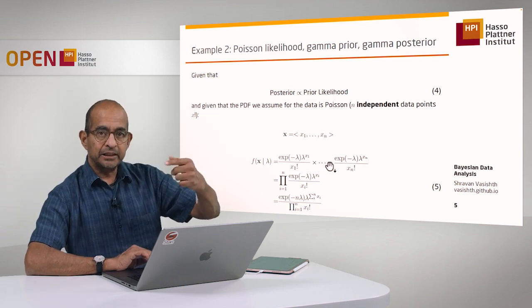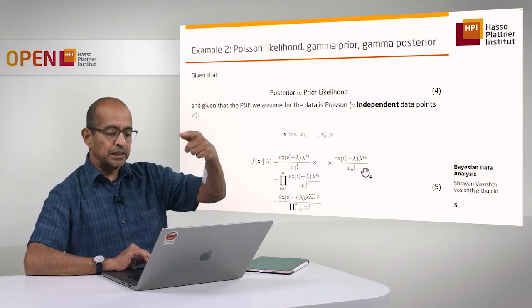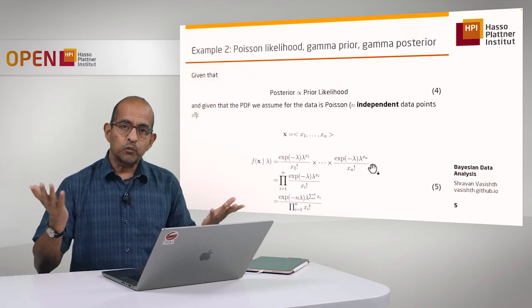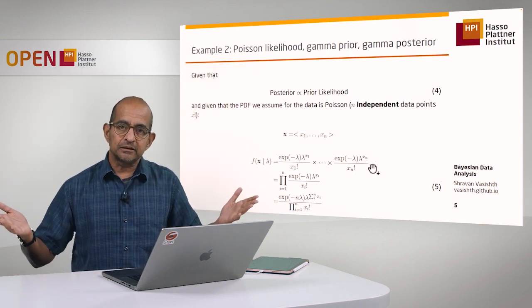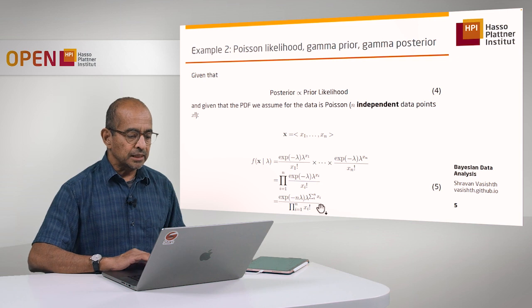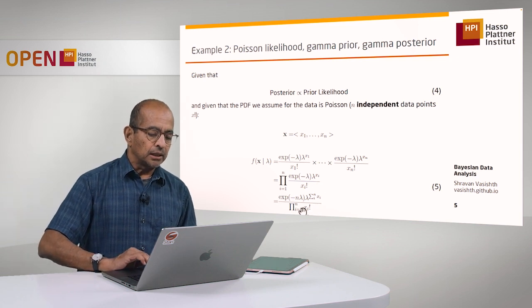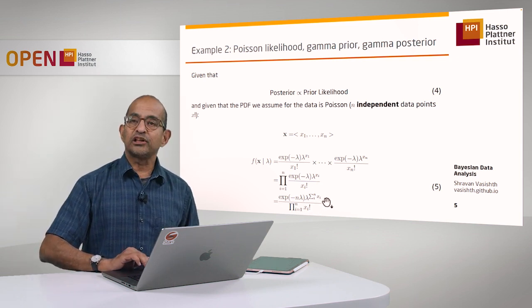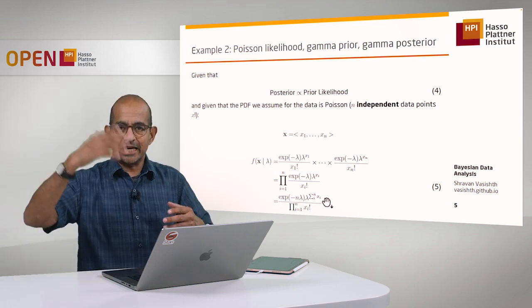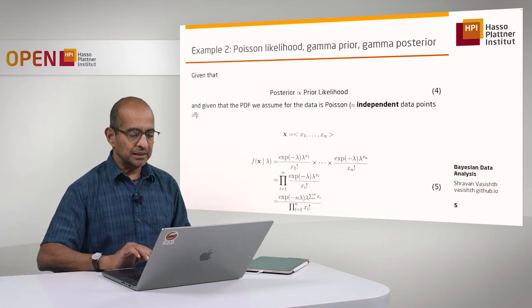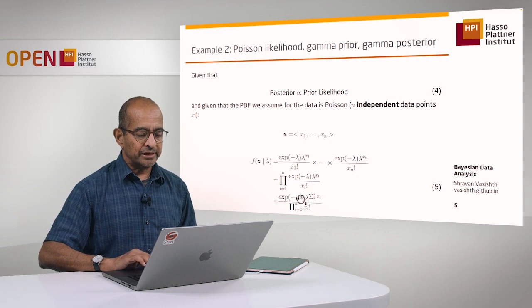Then the next term would be lambda to the power of x3, all the way to lambda to the power of xn. Now what happens if I multiply these n terms out? I would get lambda to the power of the sum of all those x's, right? Because they're exponents, so I'm just adding them up. So that's why it's so simple. That's how I end up with lambda to the power of sum of x in this calculation here.